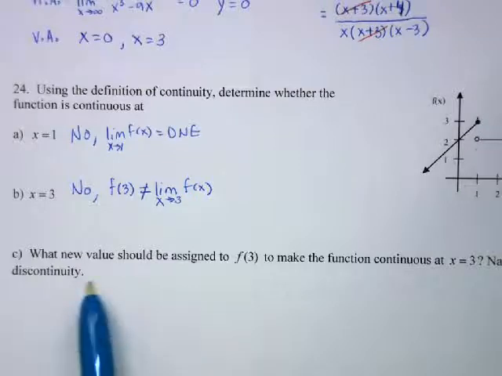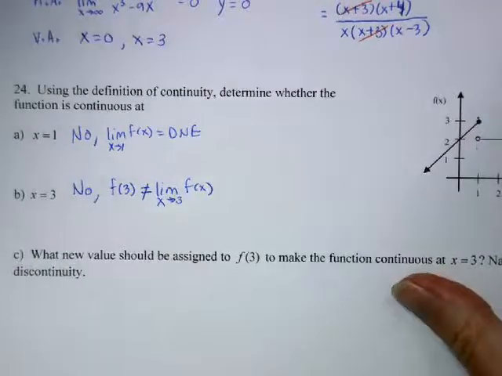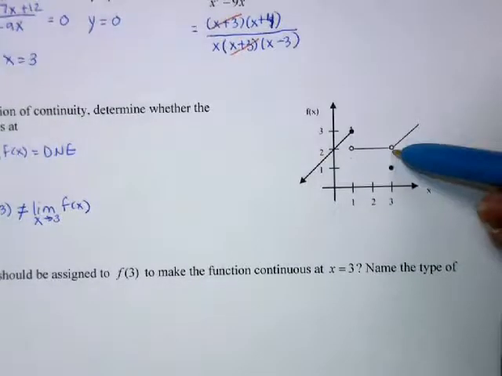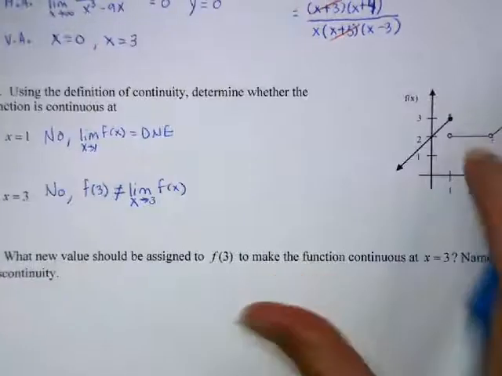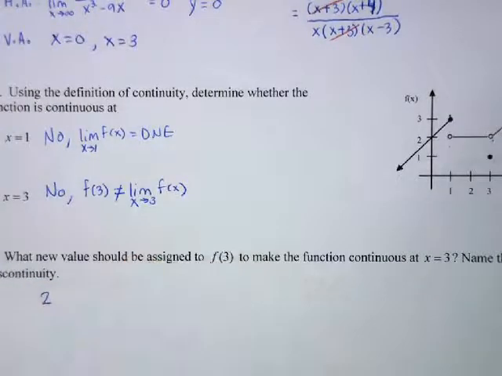For C, it says what new value should be assigned to f of 3 to make it continuous? Well, if we want this to be continuous, then I need that hole to be filled. So we want 2, and if we can assign a value and suddenly it's continuous, this is called a removable discontinuity.